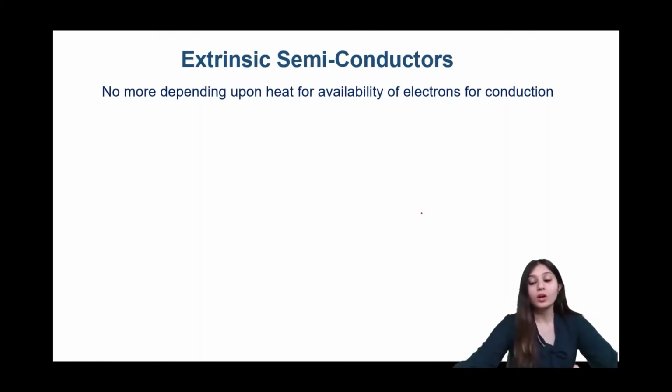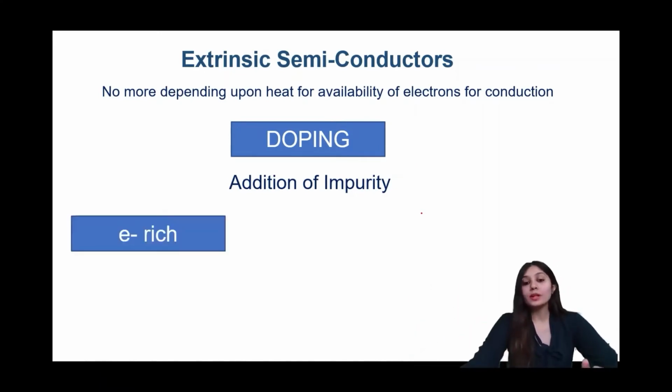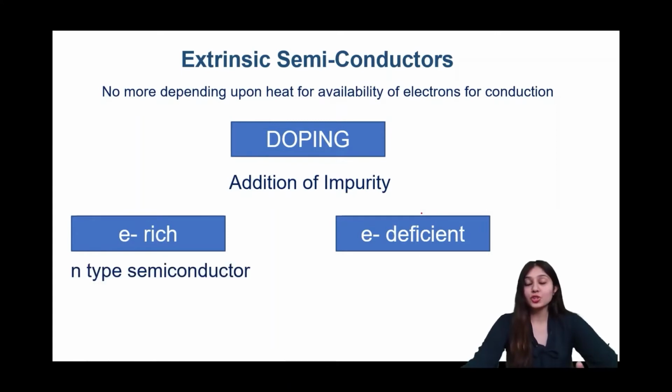We will see how. What we do is we purposely add some impurity, okay? We add some impurity on purpose, and this process is called doping, okay? Now, the impurity which we add is not going to be a dust particle, okay? The impurity is going to be an element. It can be electron rich or it can be electron deficient, okay? And depending upon whether it's electron rich or electron deficient, we will get N-type and P-type semiconductors.